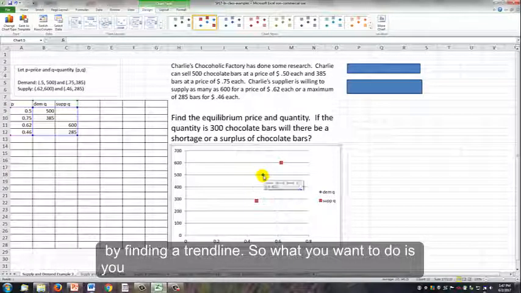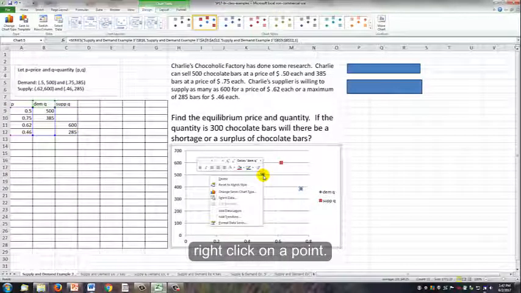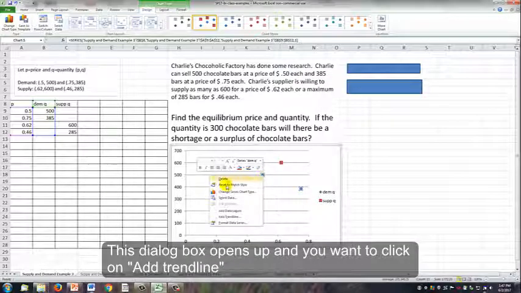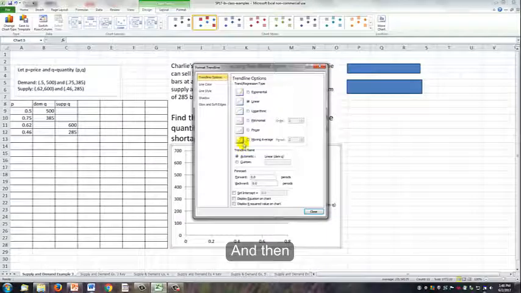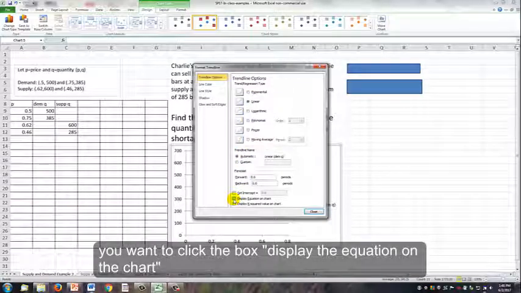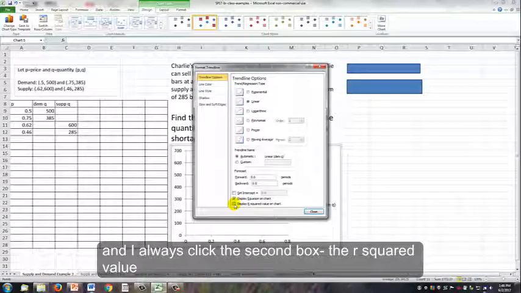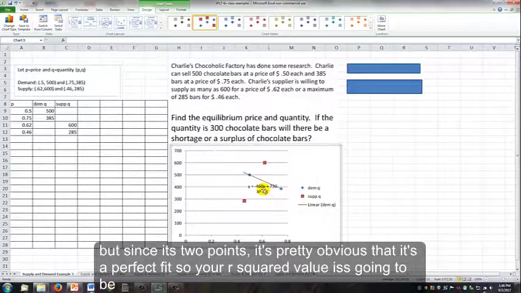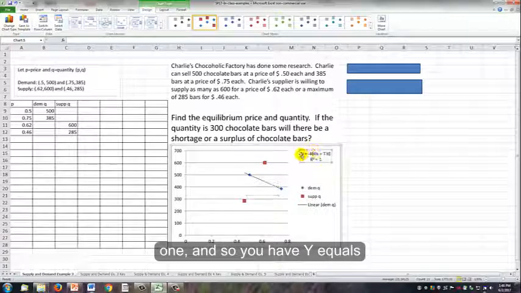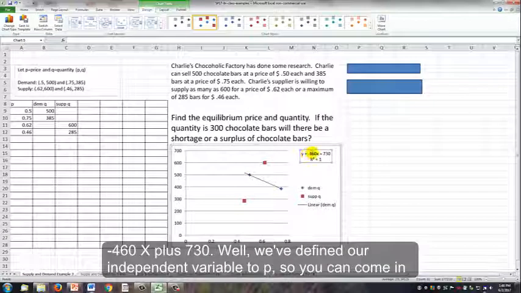So what you want to do is you right click on a point, and this dialog box opens up, and you want to click on Add Trend Line. And then this dialog box opens up, and there's just 2 points, so there's no doubt it's going to be linear. And then you want to click the box Display Equation on the chart, and I always click the second box, the R-squared value. But since it's 2 points, it's pretty obvious that's a perfect fit, so your R-squared value is going to be 1. And so you have y equals negative 460x plus 730.